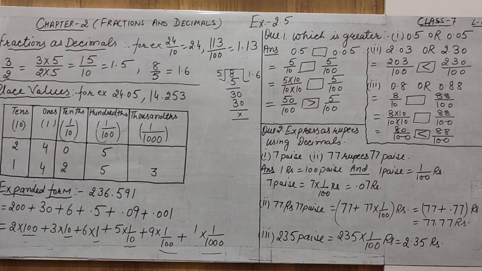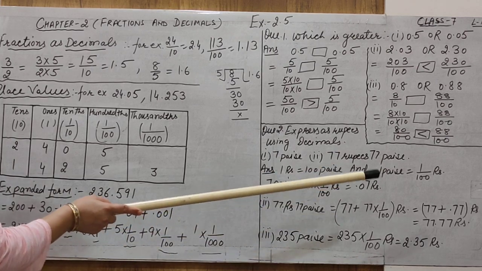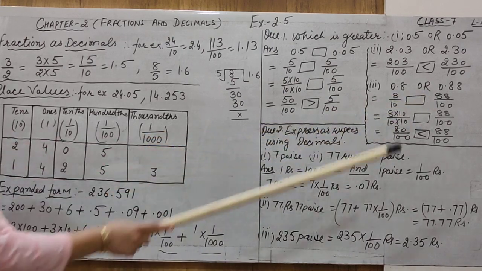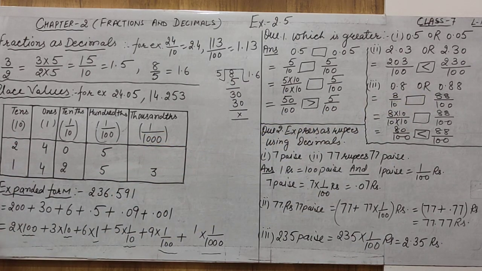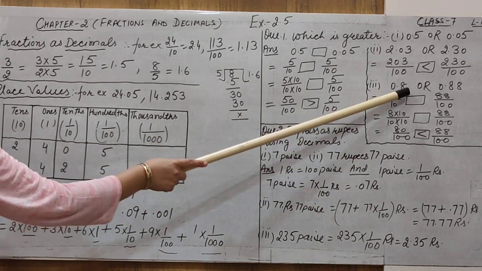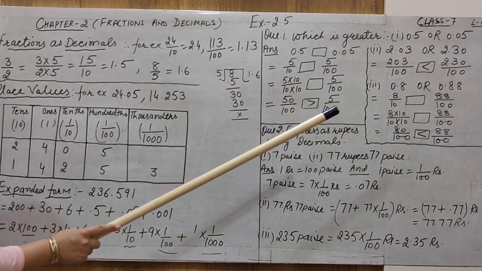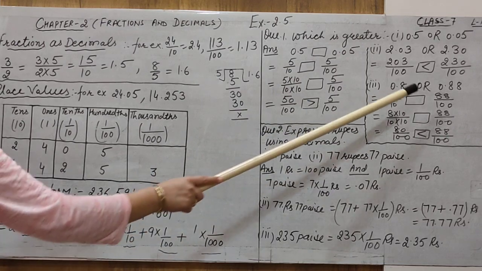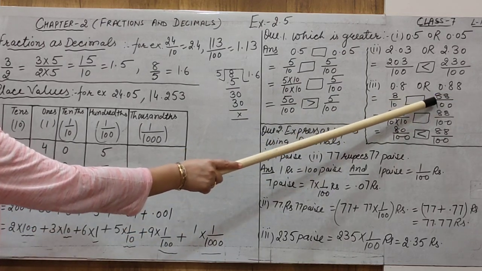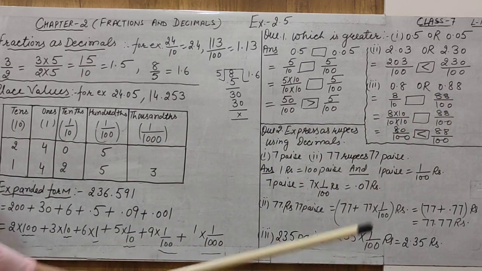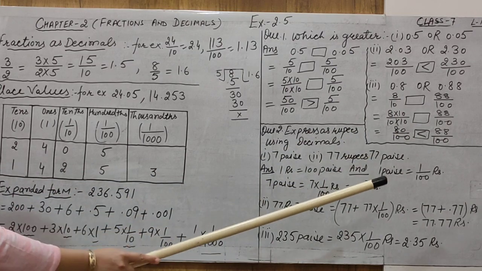Both are the similar thing. You have to just compare the numbers. Alright, the question is 0.8 or 0.88, which is greater? Change into fractional form. 0.8 can be written as 8 by 10 because only one digit after decimal. Second, 0.88 can be written as 88 by 100 because how many digits after decimal? Two digits, na? So that's why we write 100 in the denominator.